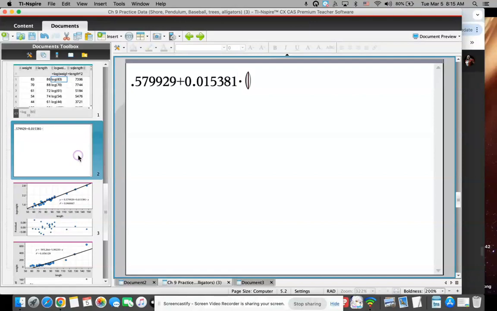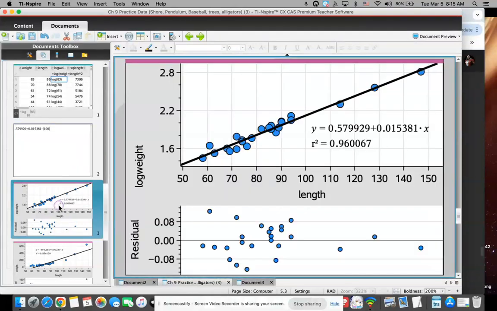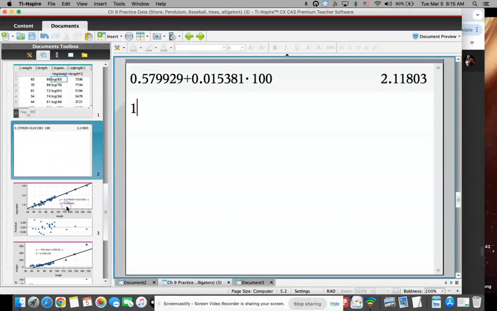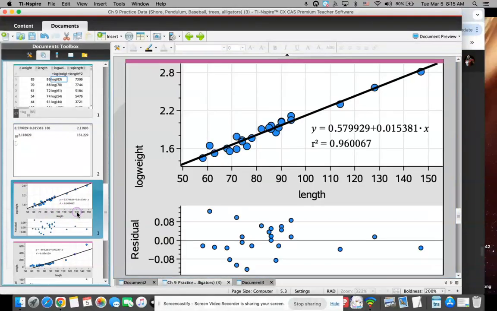And let's put in 100. If the length of an alligator is 100, what's the weight we're going to predict? Okay, so I'll hit enter. I have to undo the log because remember it's log weight. So undo the log and I get 131, whatever it is, kilos, pounds, I forget. I didn't look it up.